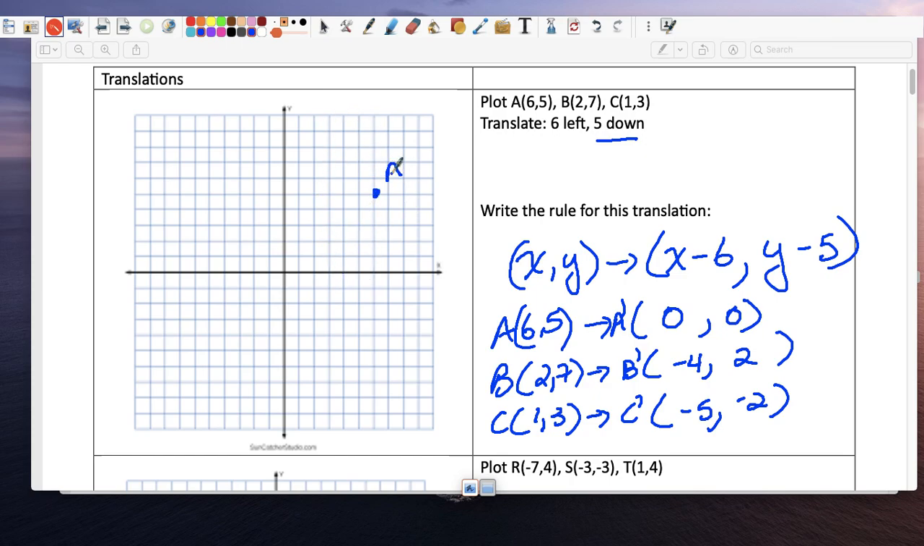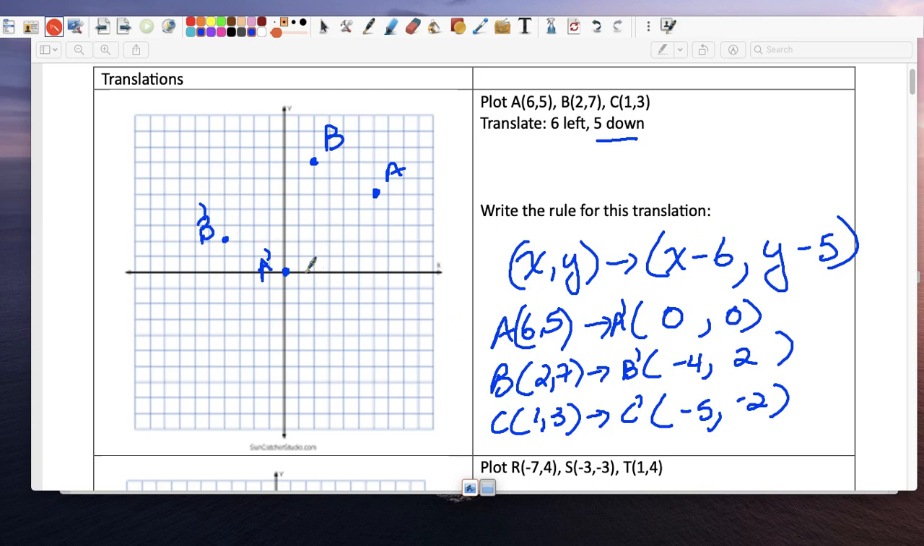So that's A, and we're going 6 left, 1, 2, 3, 4, 5, 6, and 5 down, 1, 2, 3, 4, 5. So here's A prime. B, it's a 2, 7. 1, 2, 3, 4, 5, 6, 7. So this is point B. Again, this is going to also move 6 left, 1, 2, 3, 4, 5, 6, and then 5 down, 1, 2, 3, 4, 5. Oh, we'll connect the dots a little bit later.